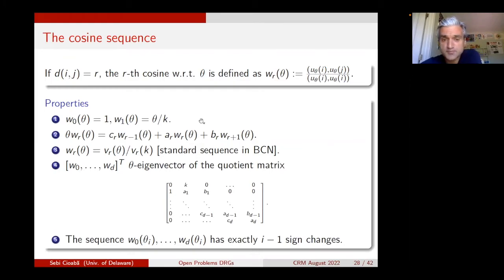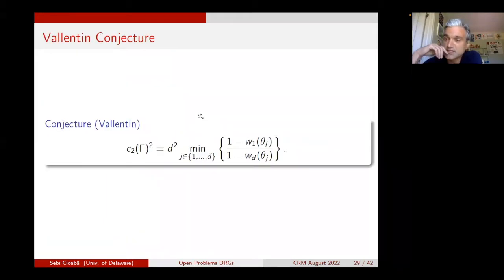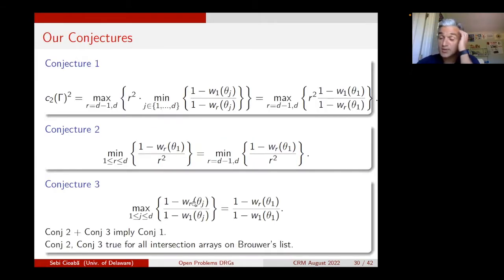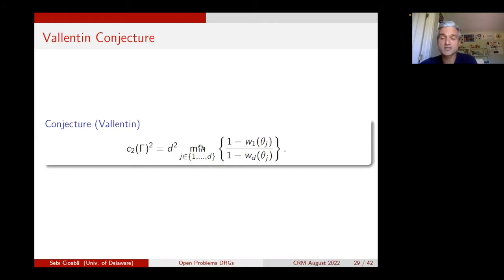Again, these are things that are unknown. The Vallentin conjecture, when you normalize by some parameters, those fractions, boils down to something about these cosine sequences. It says that for a distance regular graph of diameter d, the square of this least distortion equals this expression.